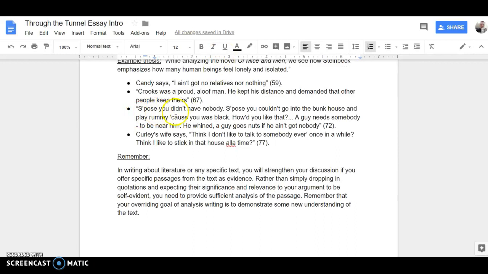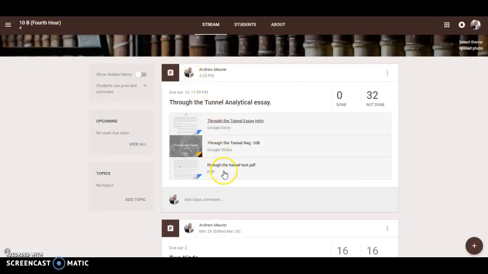So here's your task one more time for today. Make sure that you finish reading Through the Tunnel. Take a look at our Through the Tunnel essay intro. Pick a thesis statement and start finding quotes.